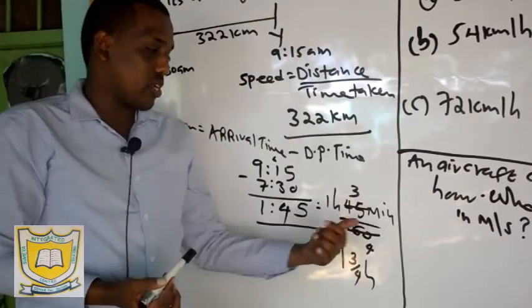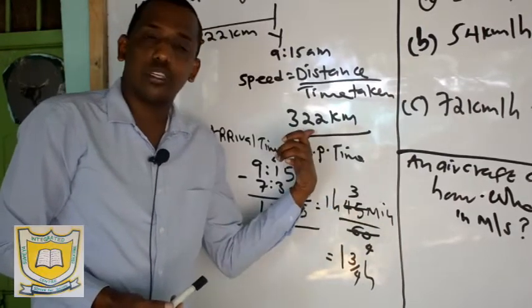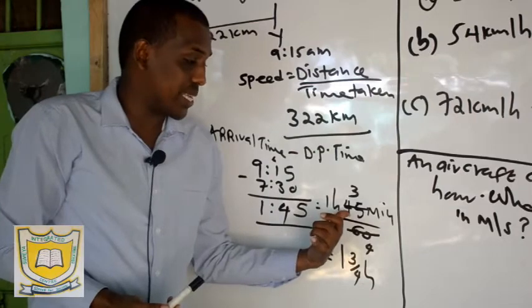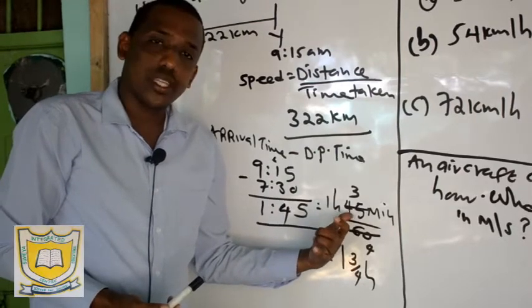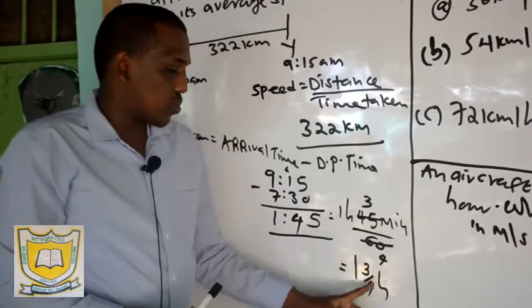Whenever you get minutes and you want to divide, we cannot divide directly. 1 hour 45 minutes, dividing 322 by it, we cannot do. This one will disturb us. So you always change the minutes into a fraction by dividing by 60. So you'll get 1 hour and 3/4.